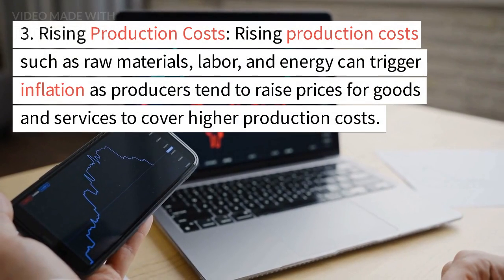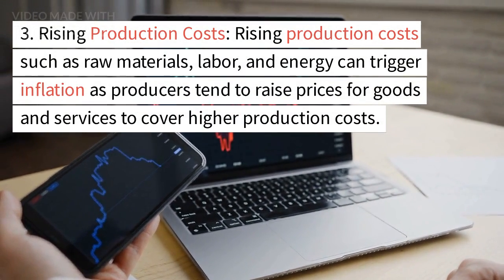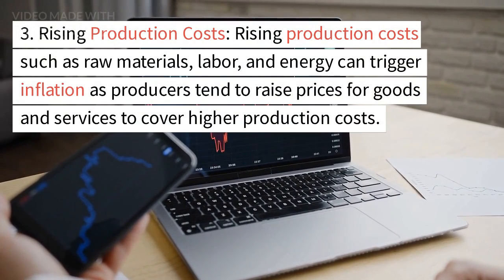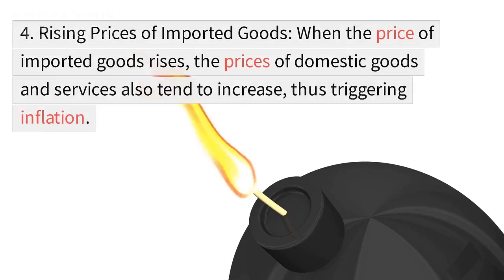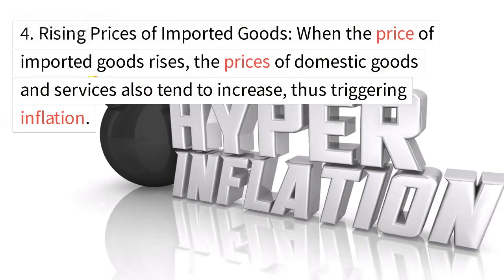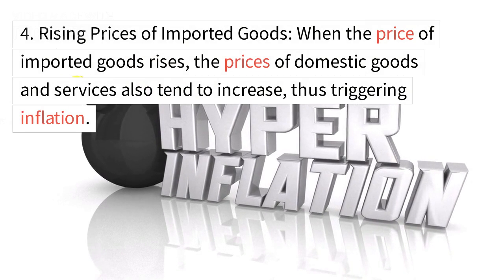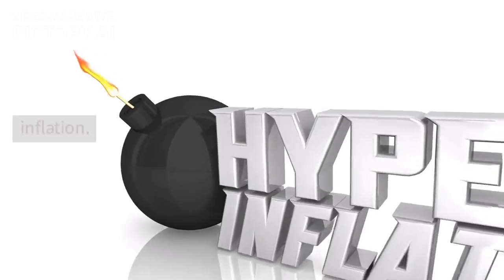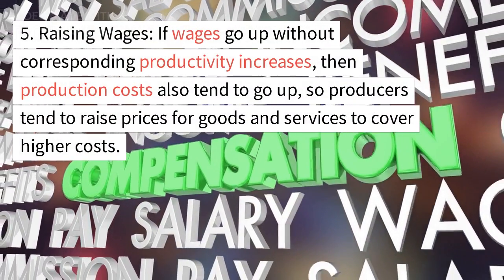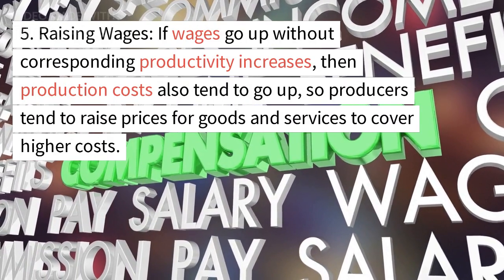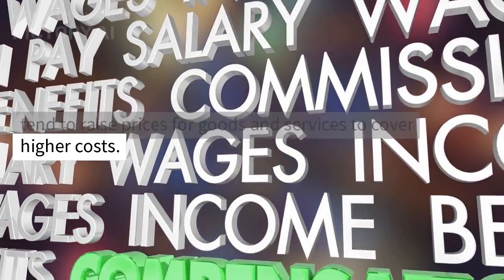3. Rising production costs. Rising production costs such as raw materials, labor, and energy can trigger inflation as producers tend to raise prices for goods and services to cover higher production costs. 4. Rising prices of imported goods. When the price of imported goods rises, the prices of domestic goods and services also tend to increase, thus triggering inflation. 5. Raising wages. If wages go up without corresponding productivity increases, then production costs also tend to go up, so producers tend to raise prices for goods and services to cover higher costs.